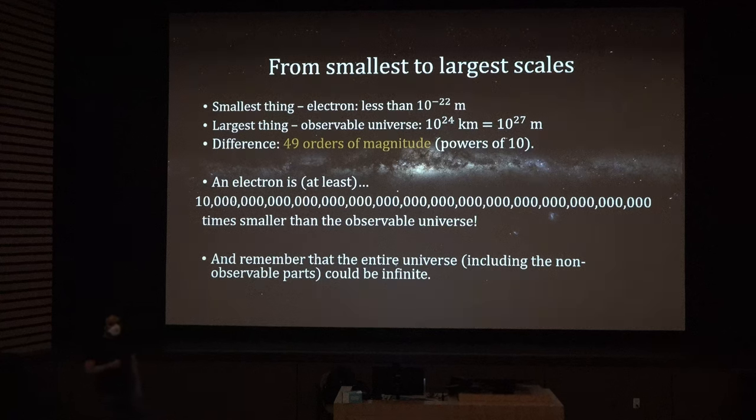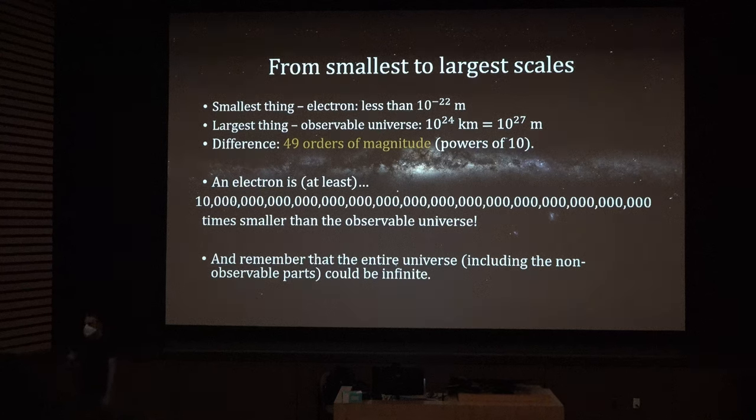So what is the difference between the smallest thing and the largest thing? It is 49 orders of magnitude. Starting from 10 to the minus 22 with the size of a single electron, I have to keep multiplying by 10 49 times, essentially adding 49 zeros to the size until I get to the observable universe. So in other words, an electron is at least 10 to the 49 times smaller than the observable universe.